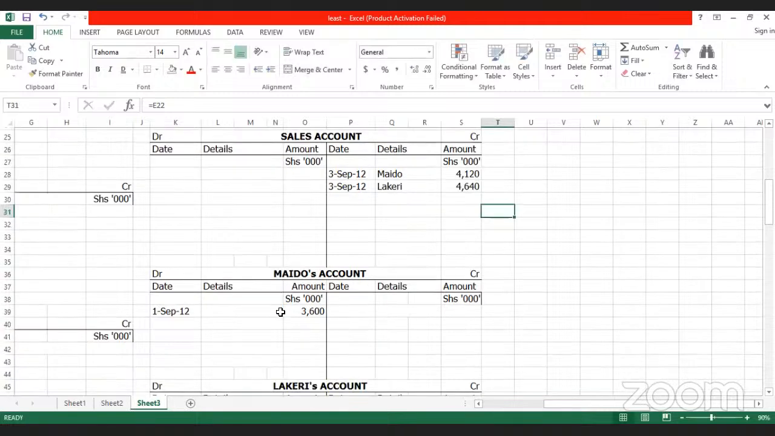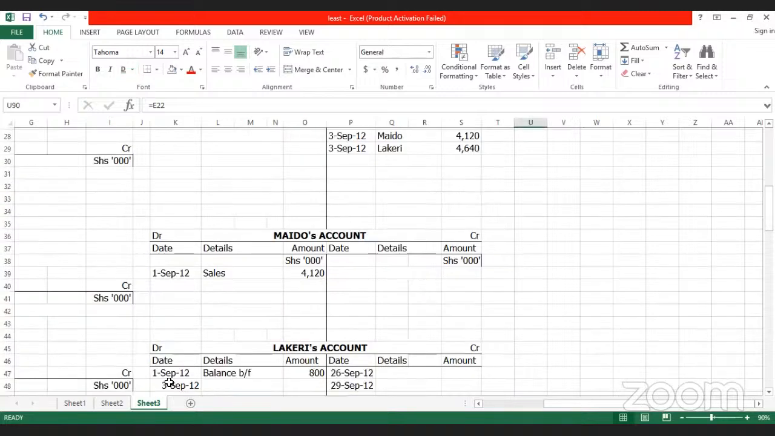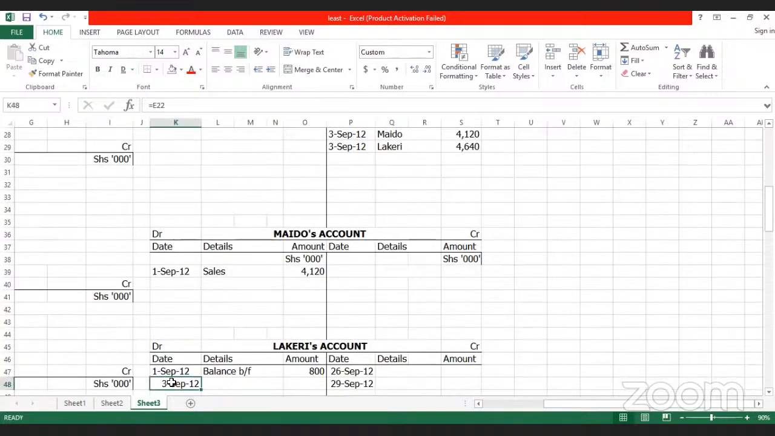Then, of course, you complete double entry. You have to debit the customer's account, sales, Maido for 120. Then for 640. Sorry, that would be in Luckily's account.